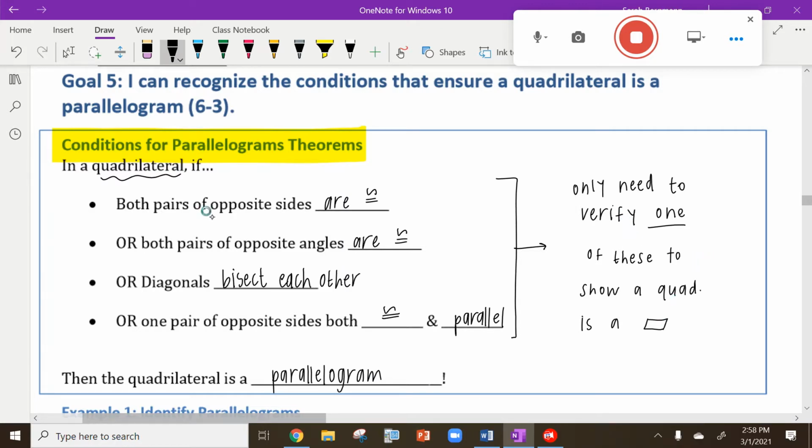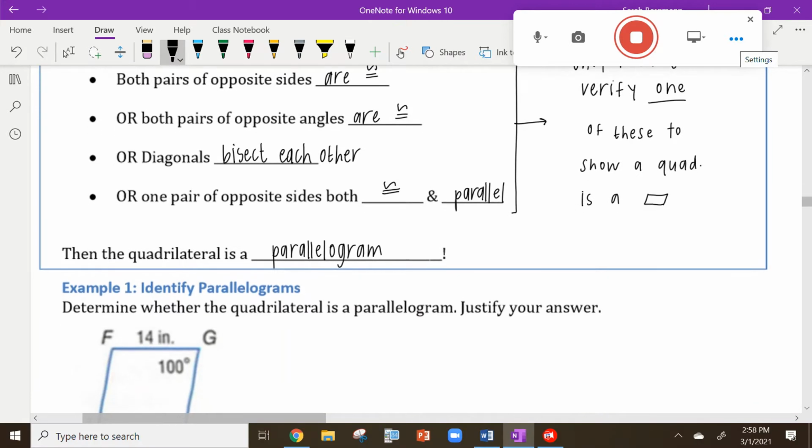Okay, so either both pairs of opposite sides are congruent, both pairs of opposite angles are congruent, the diagonals bisect each other, or one pair of opposite sides is both congruent and parallel. That's one pair, okay? Let's look at an example.